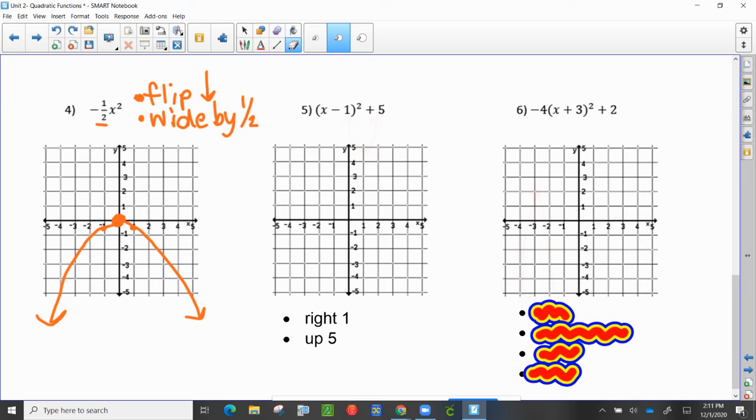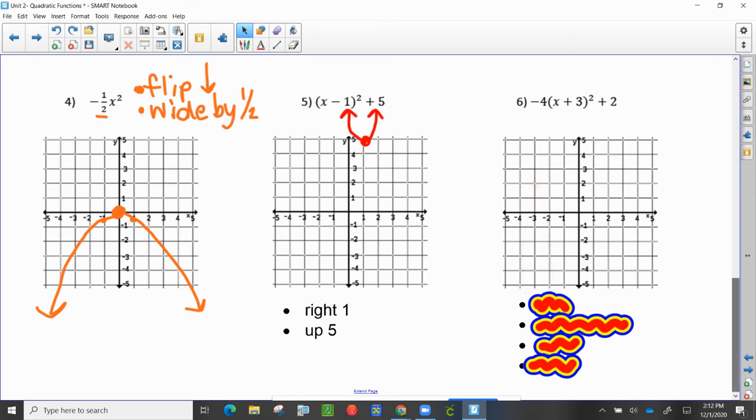So if that happens, our graph should look something like this. Now it went off the graph a little bit, so that's why it looks a little funny, but that's what we get. All right, let's look at number 6. We have negative 4, x plus 3 squared, and then plus 2. So everywhere we have something changing in our equation, we have a transformation. So I see 1, 2, 3, 4 transformations on this one. So what are those 4 transformations?